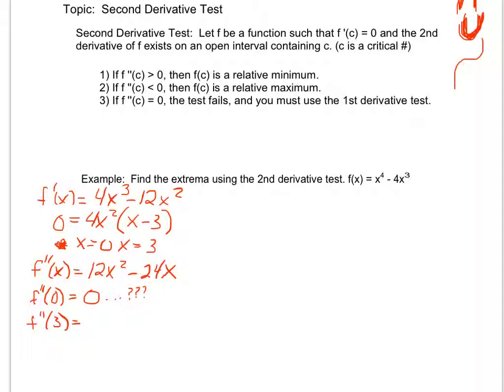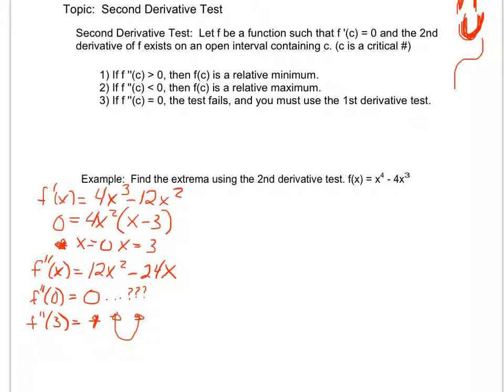When I plug 3 in, I get 12 times 9 minus 24 times 3, which I know is going to be positive. Since my second derivative is positive, I know I'm concave up, and my tangent line therefore lies below my function, which implies that f of 3, my original function at 3, must have a minimum. Again, I know because 3 is a critical point that it's not any of these other random points on my curve, but it has to be my bottommost point here.